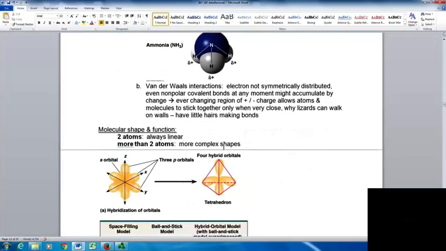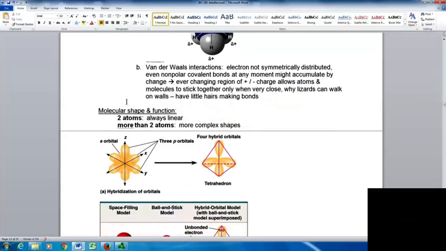The van der Waals interactions, these are another type of weak bond. Here the electrons are not symmetrically distributed. So even if it's a nonpolar covalent bond, at any moment they might accumulate a partial charge. So the ever-changing region of possible positive and negative charges allows the atoms and molecules to stick together, but it only works when they're very close.